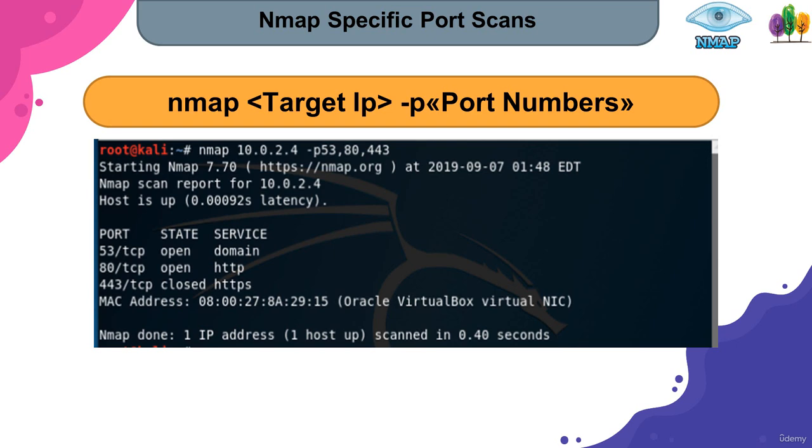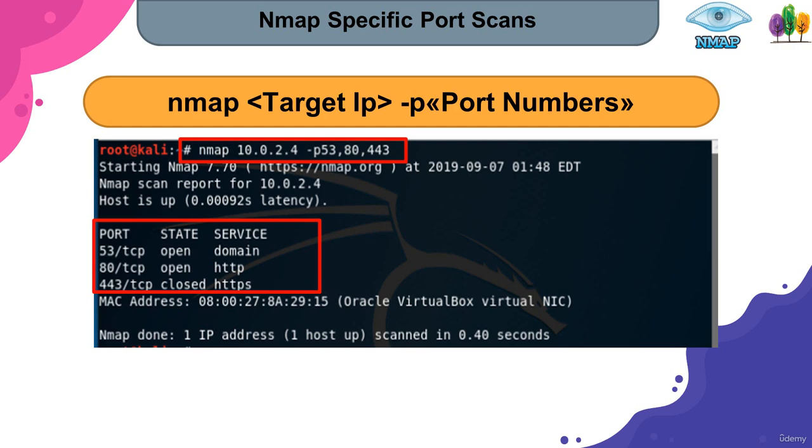Open Terminal and write the command nmap 10.0.2.4 -p53,80,443, press enter. And the scan results appear. So let's have a look. It shows the TCP 80 and 443 ports. Now, since we didn't enter the UDP parameter, the UDP port did not scan.